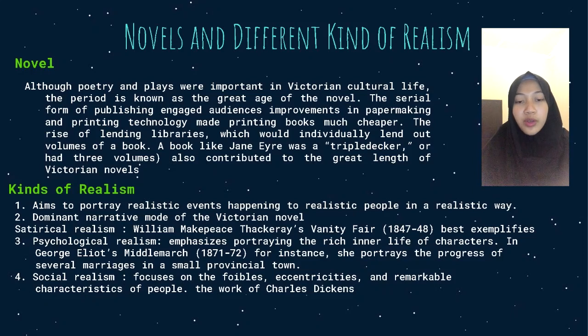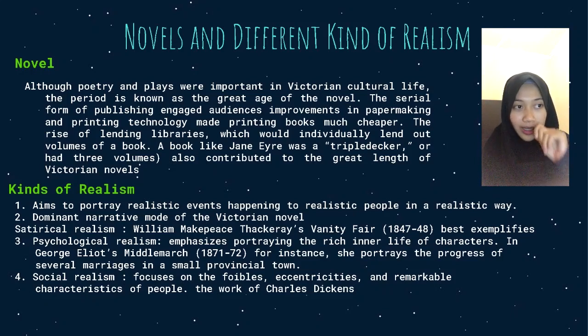Okay, the second one is psychological realism. Psychological realism emphasizes portraying the rich inner life of the character, their thoughts, their feelings, their motivations, their anxieties, and etc. The example is the work from George Eliot's Middlemarch. For instance, she portrays the progress of several marriages in a small provincial town. Jadi contoh psikologinya ini tentang pernikahan pada zaman itu.